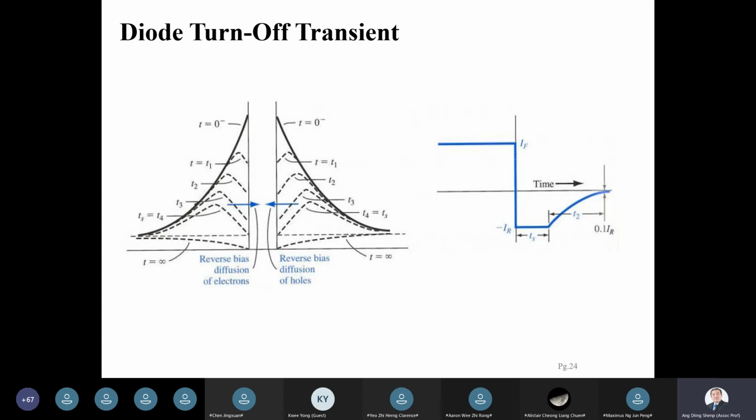Okay, all right, so with that, that concludes this part of the discussion on junction capacitances.